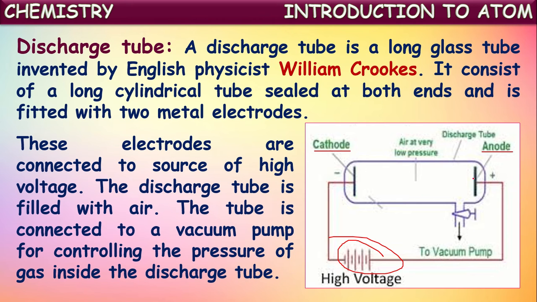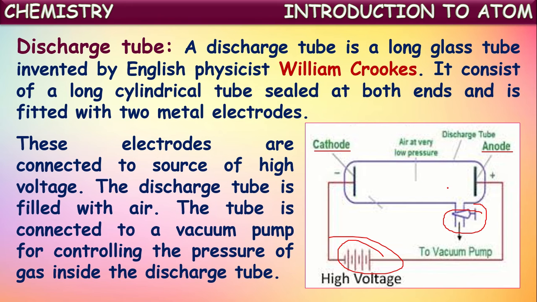So in this way, into this hard cylindrical glass tube, two electrodes are introduced and the glass tube is closed at both the ends. Now the discharge tube is filled with a certain gas. The tube is connected to a vacuum pump. See here it is the vacuum pump. It is connected to a vacuum pump to control the pressure of the gas present inside the discharge tube.